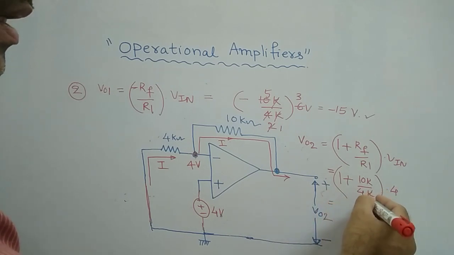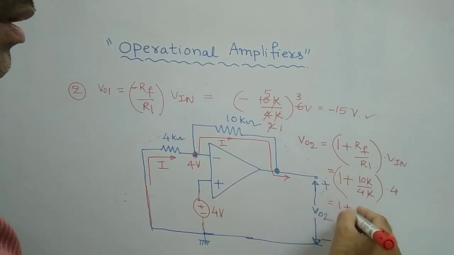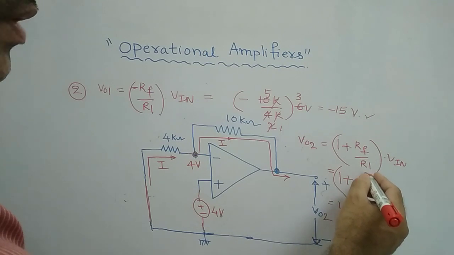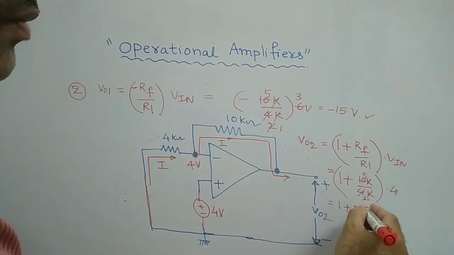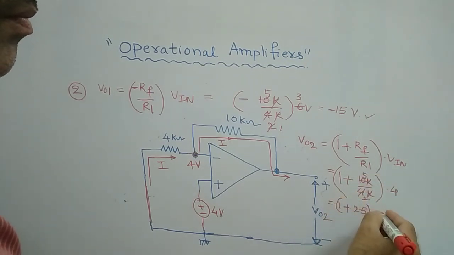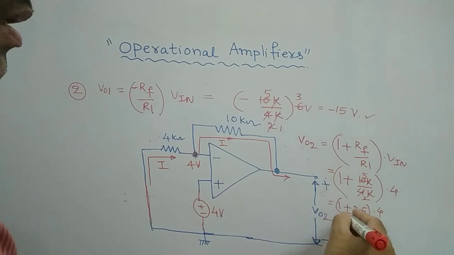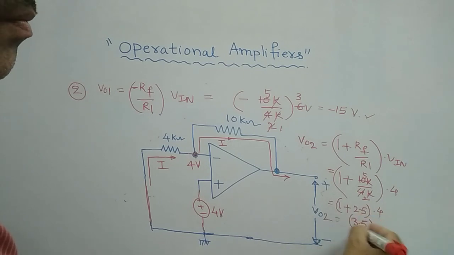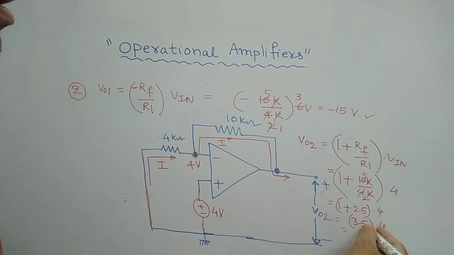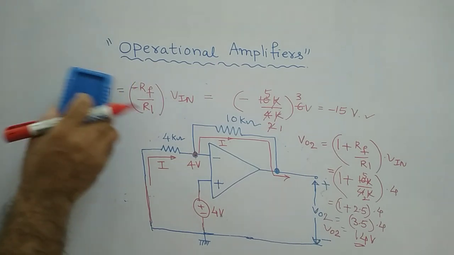Therefore the k's cancel. 1 plus how much is it? 10 by 4 is 5 by 2, nothing but 2.5, into 4. It is 1 plus 2.5, nothing but 3.5 into 4. How much? 4 5s are 20, and then obviously it is 14 volts. What is this? V02. Your V02 is equal to 14 volts. Understood? V02 is equal to 14 volts.